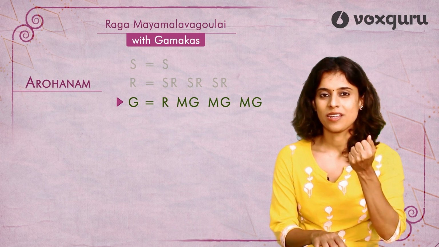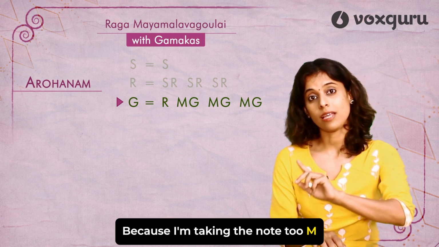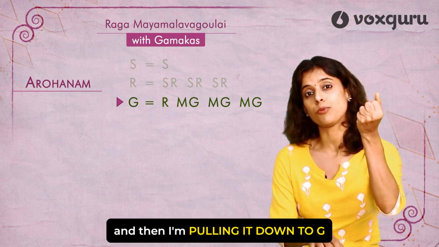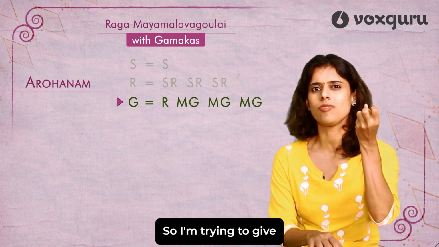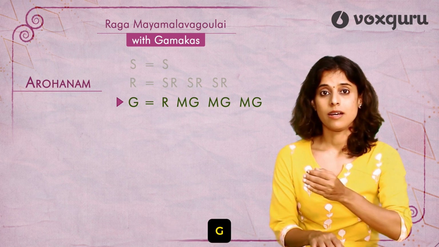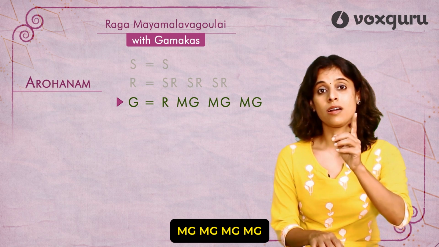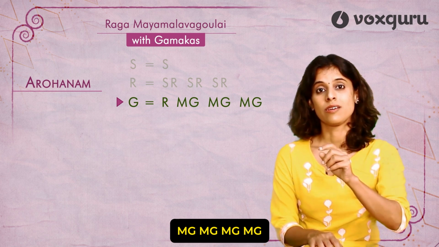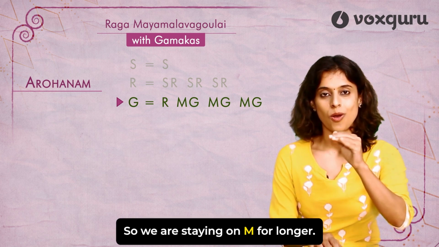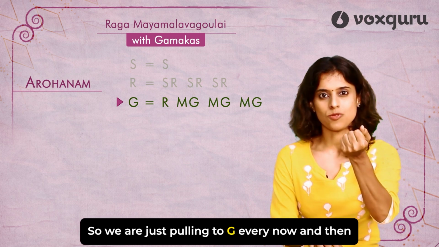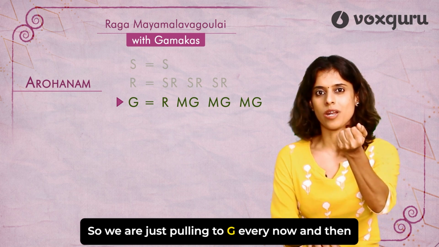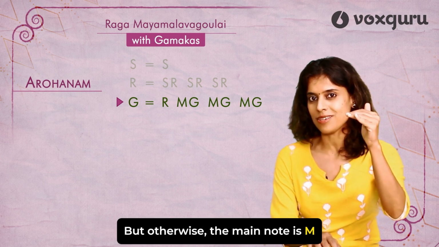Do you notice? Why? Because I am taking the note to Ma and then I am pulling it down to Ga. I am trying to give that pulling feel. So it is Ma ga ma ga ma ga ma ga. We are staying on Ma for longer and Ga is just very short. We are just pulling to Ga every now and then, but otherwise the main note is Ma.